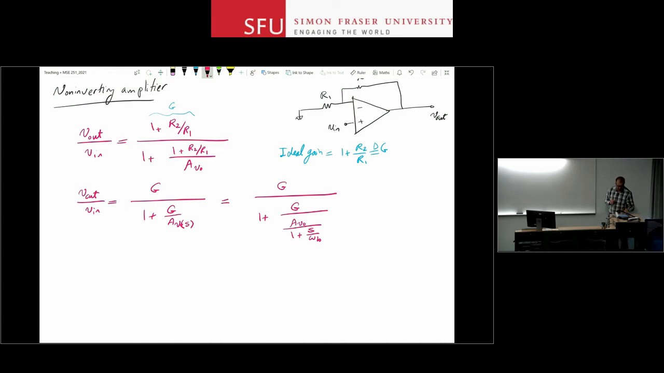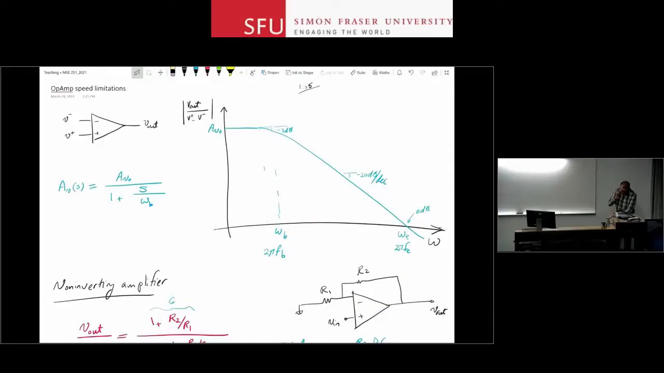Maybe for a second, let me go back here and just explain how this graph is produced before we go any further. What I'm plotting here is the amplitude of the transfer function, the amplitude of AV of j omega. It's going to be AV naught over the square root of 1 plus omega over omega B, squared. I replace s with j omega, so I have a complex number: the real part, the imaginary part squared, take the square root.